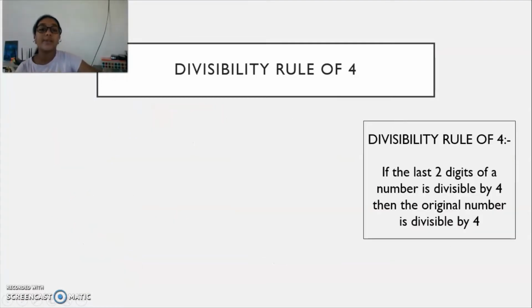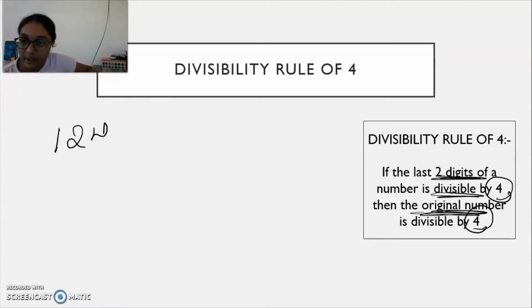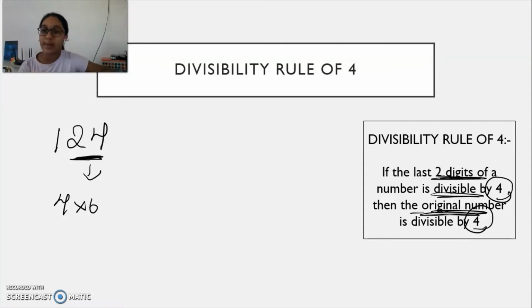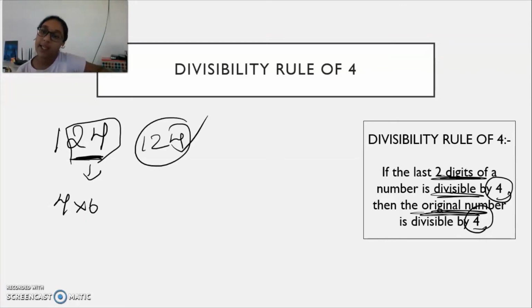Now let's go to the divisibility rule of 4. If the last 2 digits of a number are divisible by 4, then the original number is divisible by 4. Let's take the example of 124. The last 2 digits are 24, and 24 is 4 times 6. So if 24 is divisible by 4, then the whole number, the original number 124, is divisible by 4.